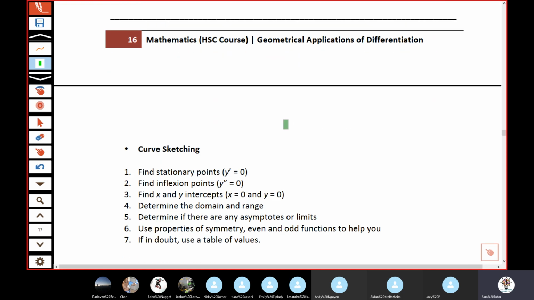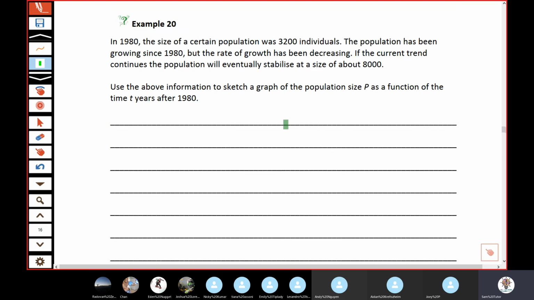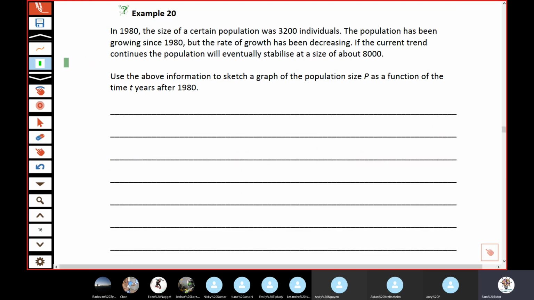Hopefully our last one before our max min problems. Yep, looks good. Last one. Example 20. Again, have a read. Cut as many of the words as you can. Ignore it. Remember, you're in advanced math.